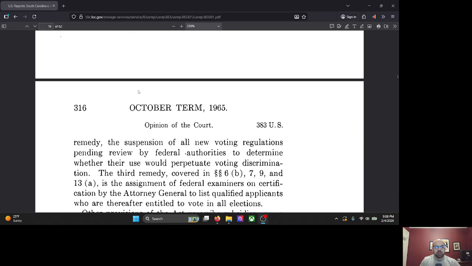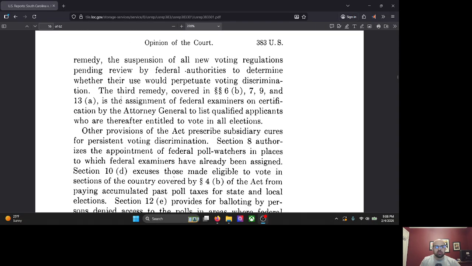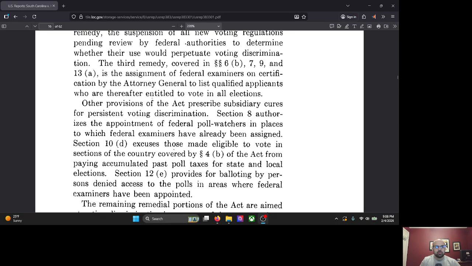Section 5 prescribes a second remedy, the suspension of all new voting regulations pending review by federal authorities to determine whether their use would perpetuate voting discrimination. The third remedy, covered in subsections 6B, 7, 9, and 13A, is the assignment of federal examiners on certification by the Attorney General to list qualified applicants who are therefore entitled to vote in all elections.